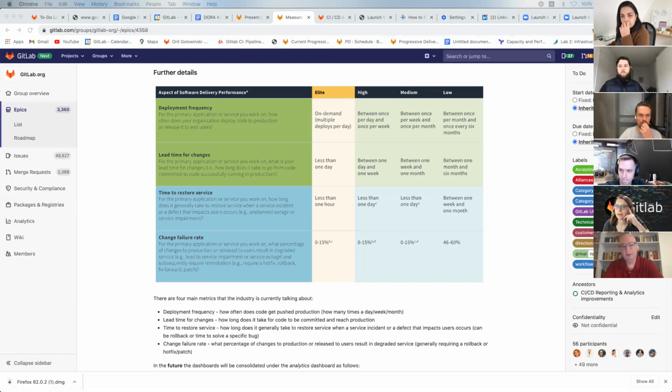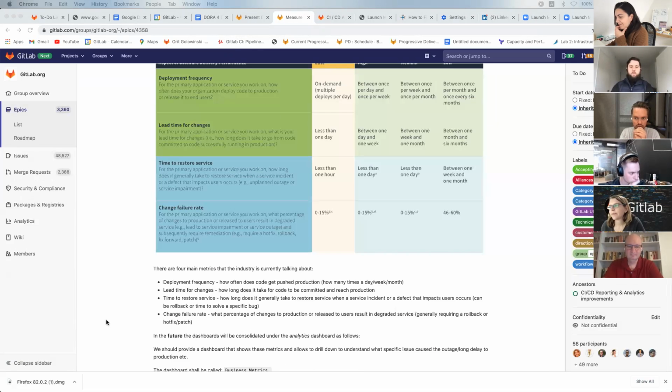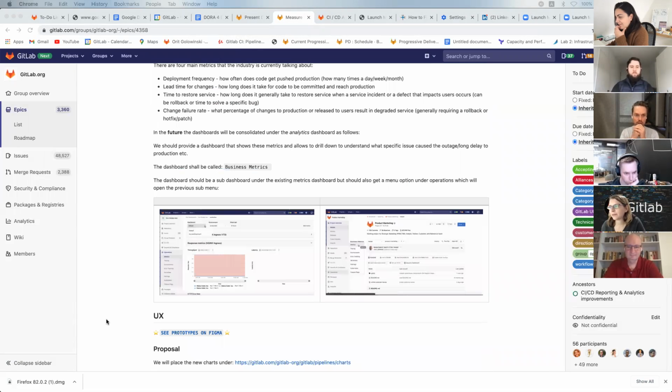So I agree with that for deployment frequency, but I think we should dig into how we're going to calculate the next 3 metrics. Where's that data coming from? Okay, so all fair questions, and let's talk about them a little bit.